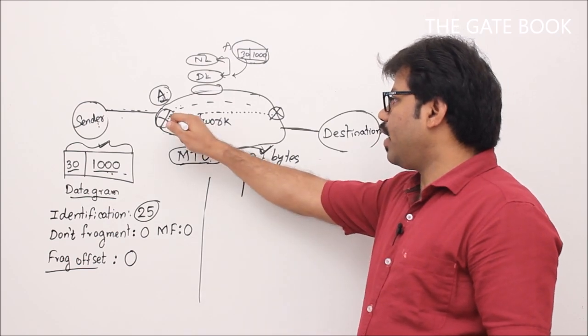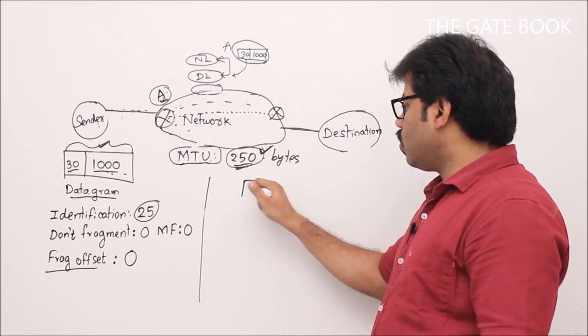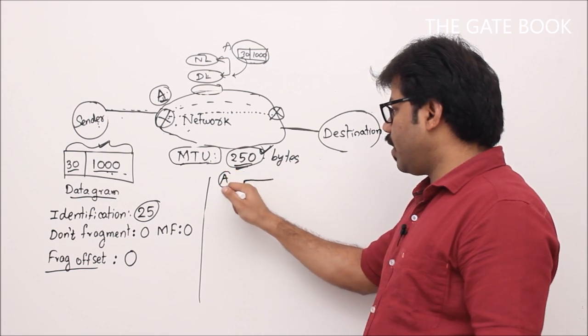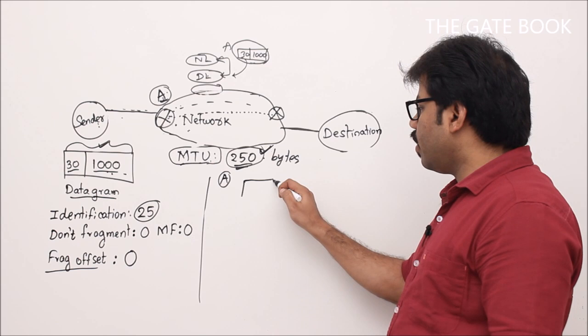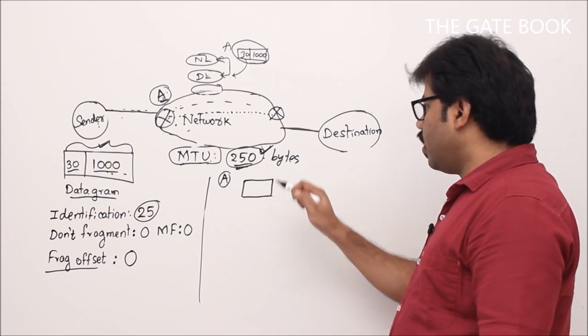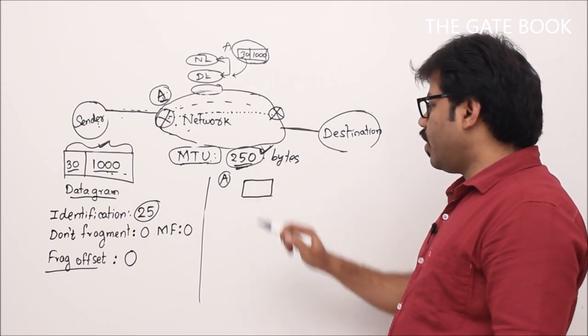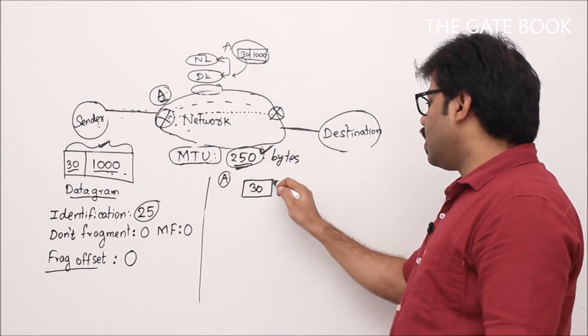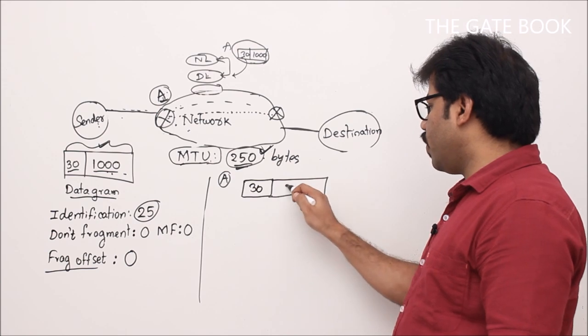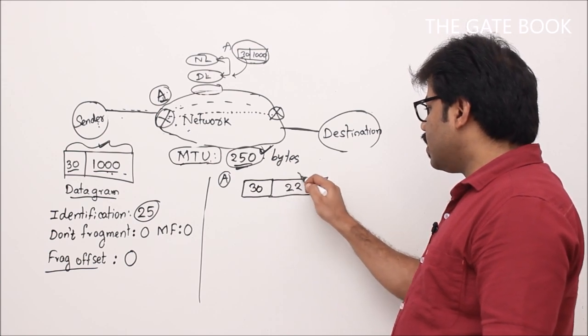Now we are doing fragmentation because of this network. So let's say router A is doing fragmentation. Okay, the first packet, how it will be kept we'll see. So fragment number 1, what is the size? 250, right? But on that the network header is compulsory, 30, plus remaining data, how much can we keep? Only 220. Now 220 is actually a problem.